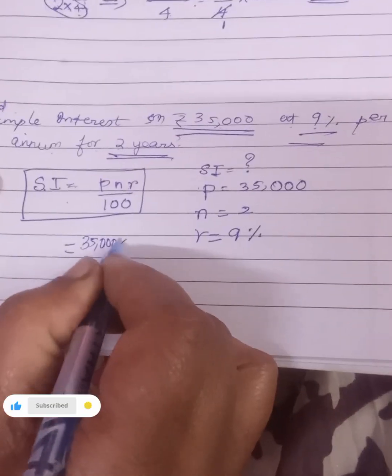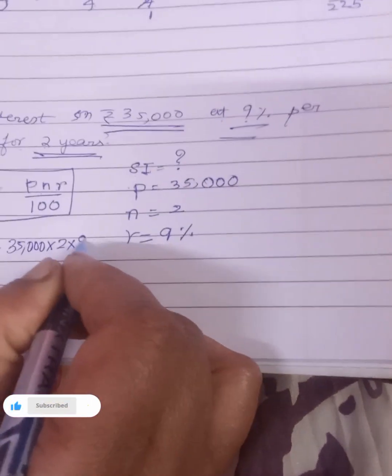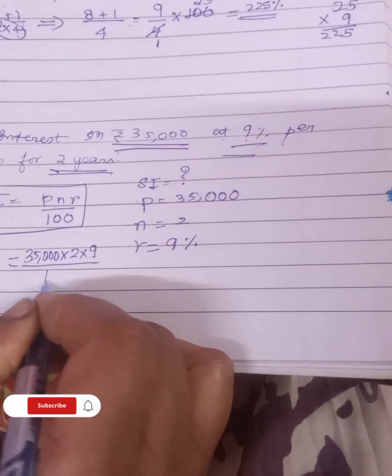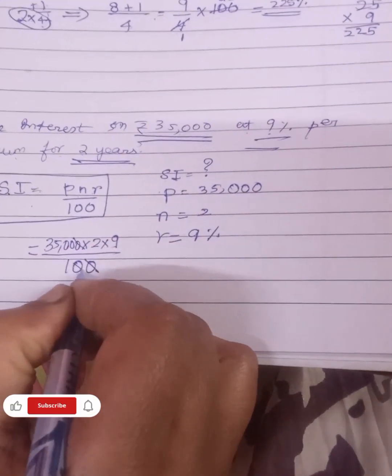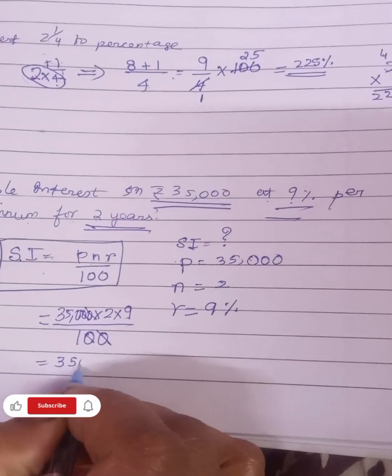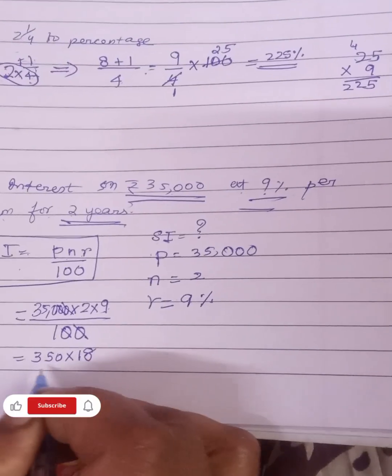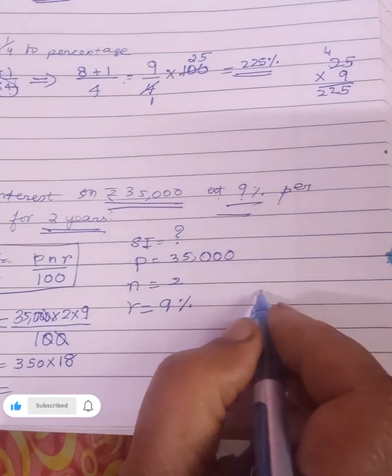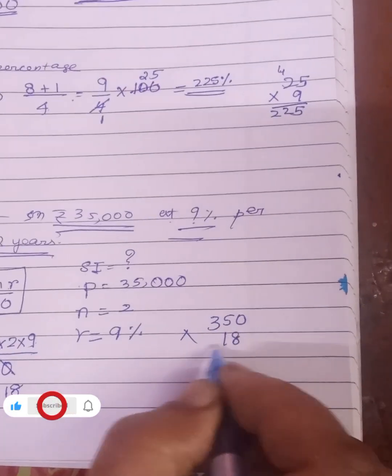35,000 into number of years is 2 into rate of interest is 9 by 100. Okay, children. So now cancel this 0 and this 0, this 0 and this 0. So your answer will be 350 into, what is 2 nines are? 2 nines are 18. Okay. So now we will do the multiplication here. 350 into 18. So what is it?